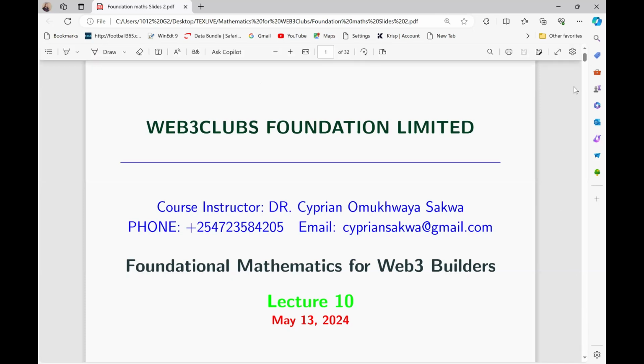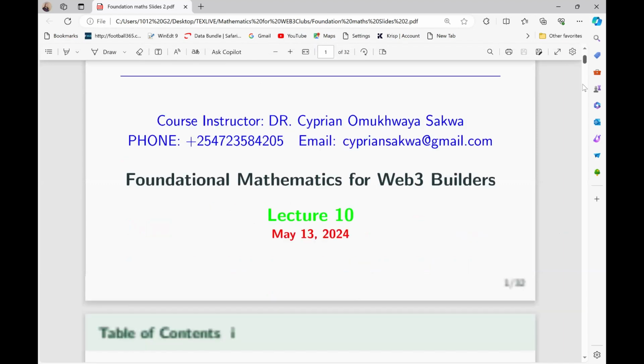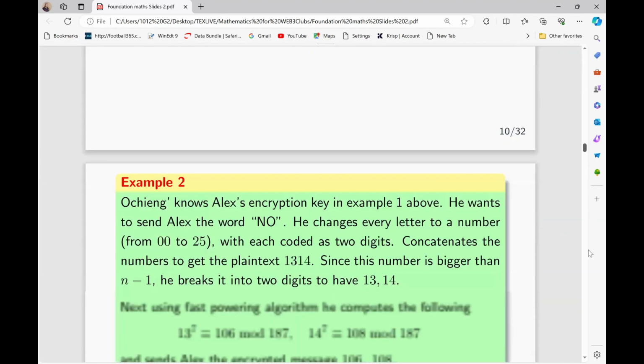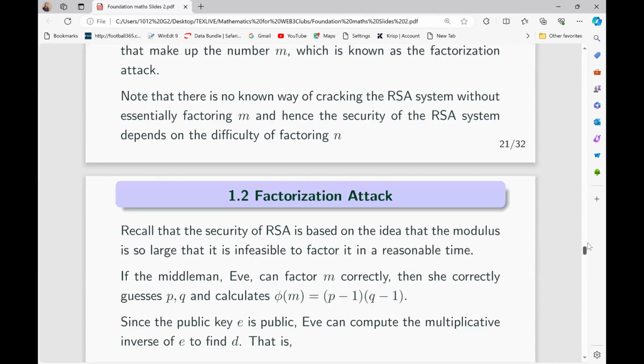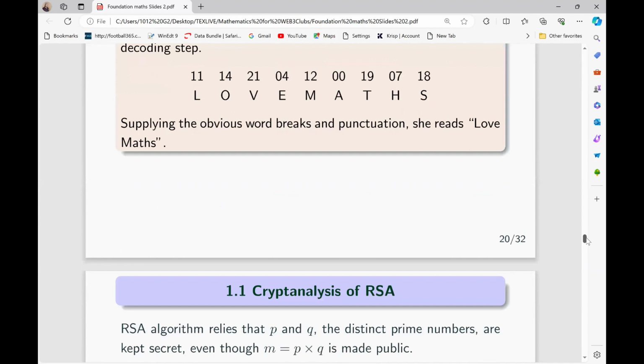So we want to continue with what we were doing last time. We had looked at RSA, and that is what we are continuing with. So today we are to look at how to attack RSA.